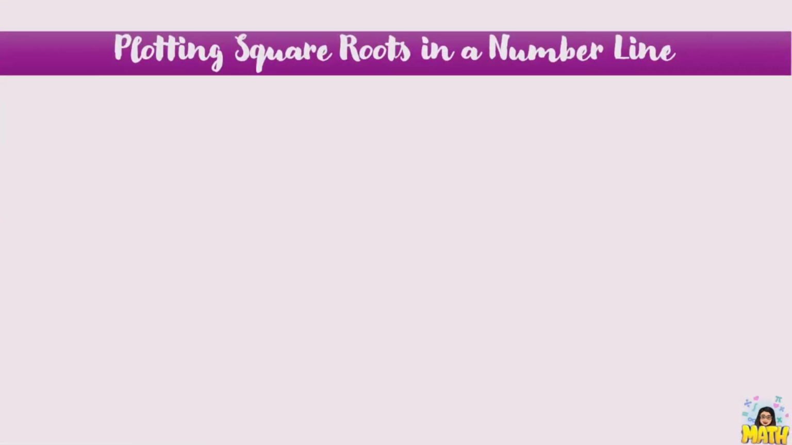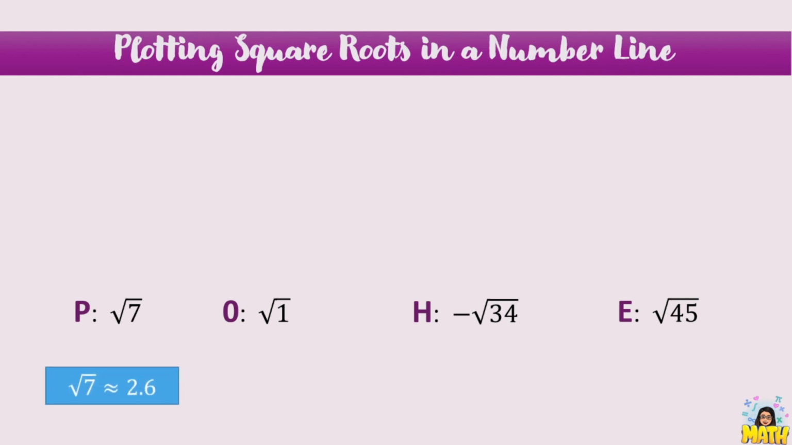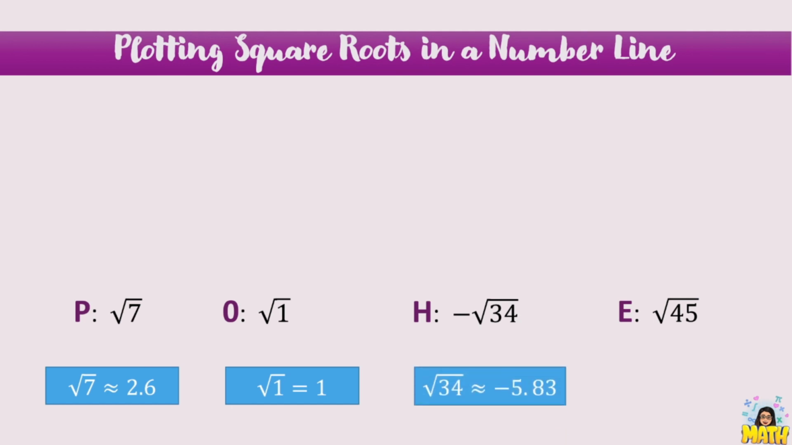So now, let's plot the square roots in a number line. Ito na rin yung given kanina, and we have estimated their values. Kailangan natin ng mga estimated values to be able to plot them accordingly in a number line. The square root of 7 is approximately 2.6. Square root of 1 is a perfect square which will give us 1 as the answer. Square root of 34, that's 5.83. So since may negative sa labas, lalagyan din natin ng negative. So this is negative 5.83. While square root of 45 is approximately 6.7.